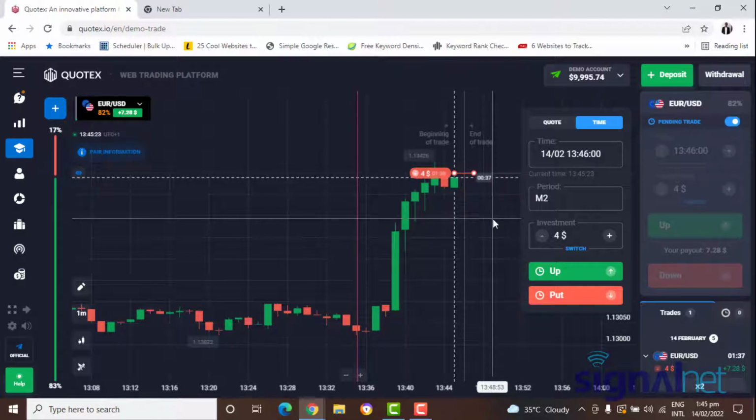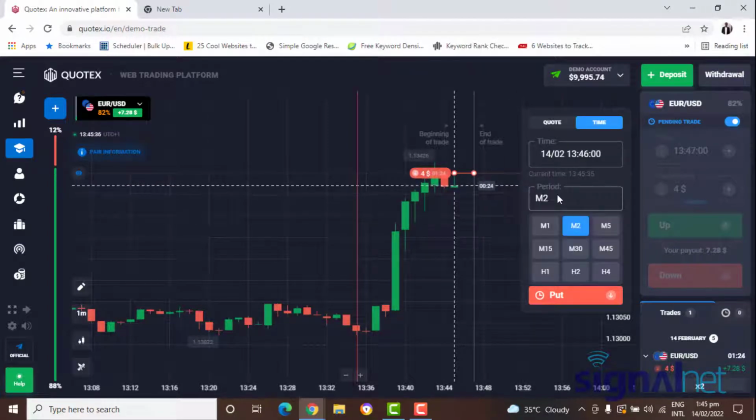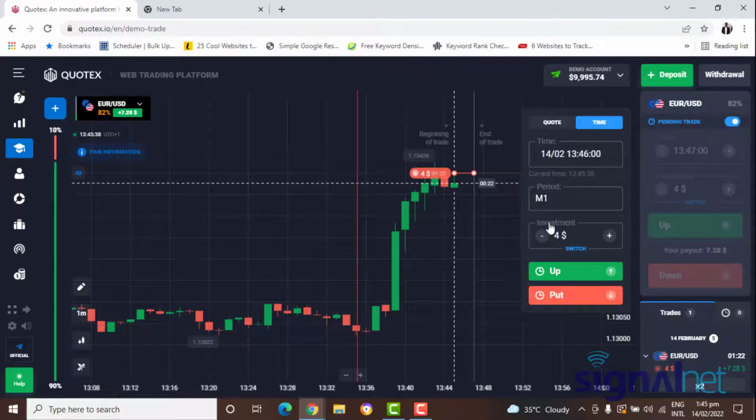So I put 2 minutes. In the next 2 minutes, if the price is lower than that level after 2 minutes, I win the trade. If it's higher than it after 2 minutes, I lose the trade. So depending on the strategy you are using, that is exactly how it works.